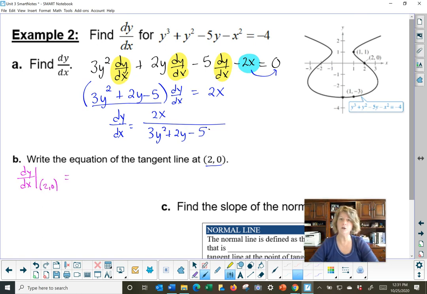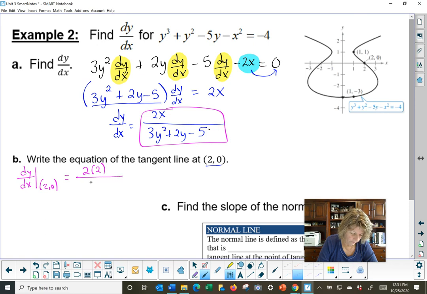This is different. Usually we evaluate just at an x value. But notice our derivative now contains x and y's, so I need both the x and the y value of the coordinate pair. So I'm going to end up with 2 times 2 over 3 times 0 squared plus 2 times 0 minus 5. Show you all the detail on that line. Let's evaluate it. We'd have 4 over negative 5, which would be negative 4/5.